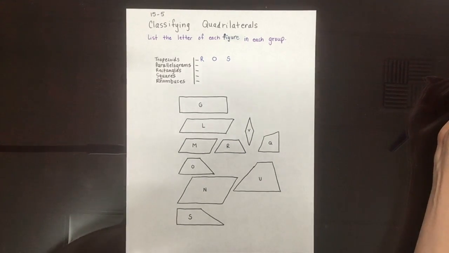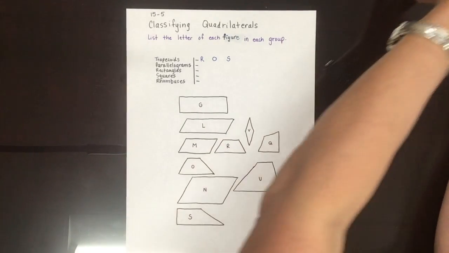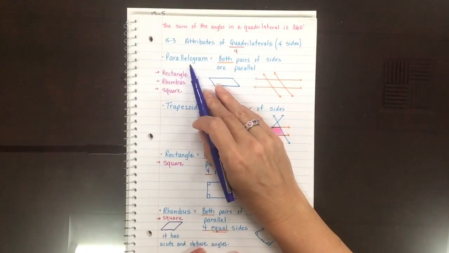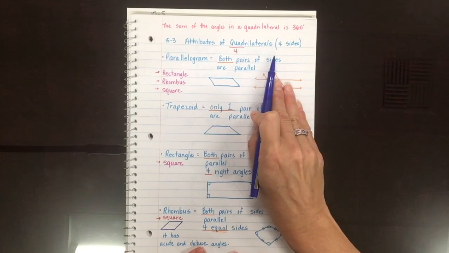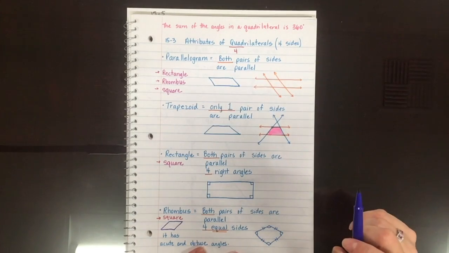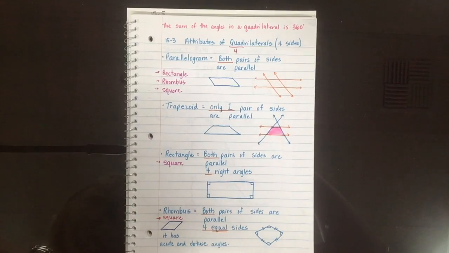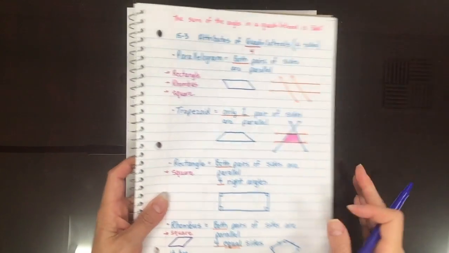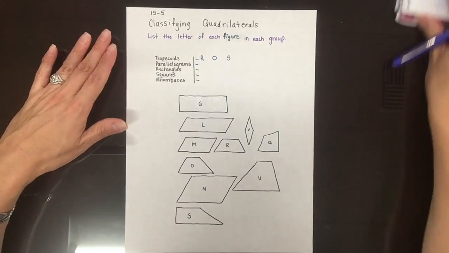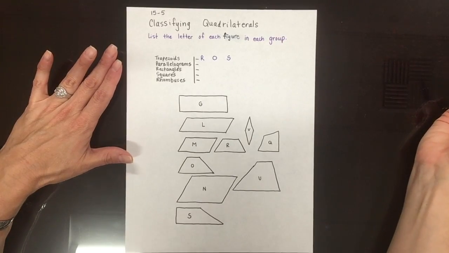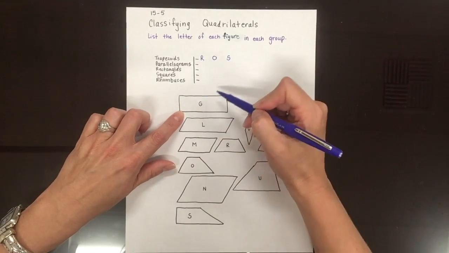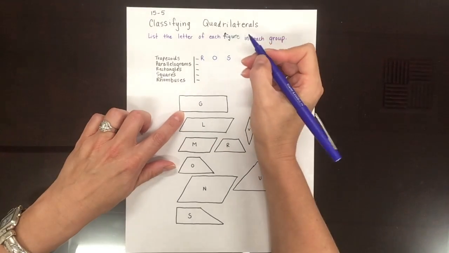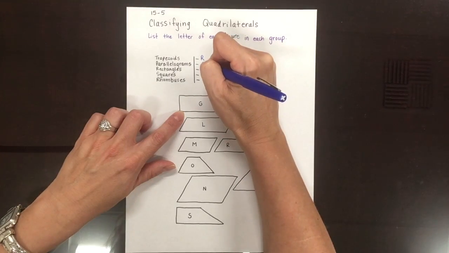Okay, now parallelograms. I saw a lot of these. Let's look at the requirement in order for it to be a parallelogram. A parallelogram, both pairs of sides are parallel. That's the requirement. That's what it's got to have. Okay, so I'm going to be looking for both pairs of sides being parallel. I'm going to start with G. These are parallel, these are parallel. Do I have both pairs of sides? Yes. So G is also a parallelogram.